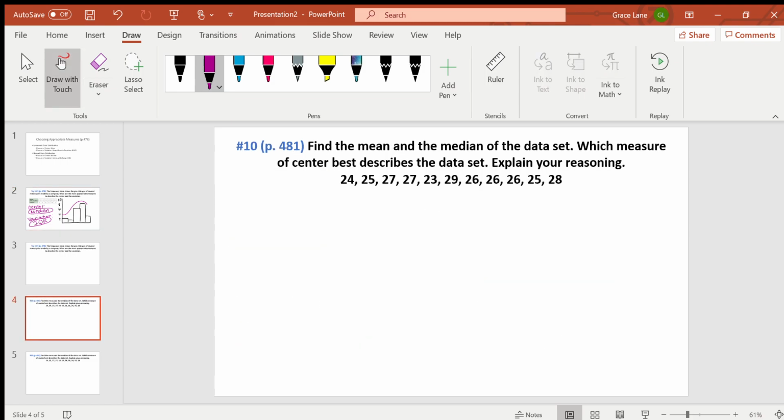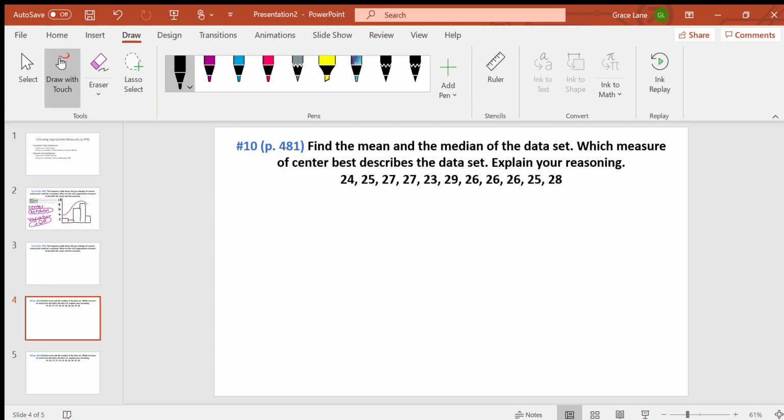The other example we are going to do is number 10 on page 481. It says find the mean and the median of the data set. Which measure of center best describes the data set? Explain your reasoning. You're given a list of numbers here, and again, you don't have a graph. But if you look, the numbers range from 23 to 29, so it's probably going to be easiest if you make a dot plot.